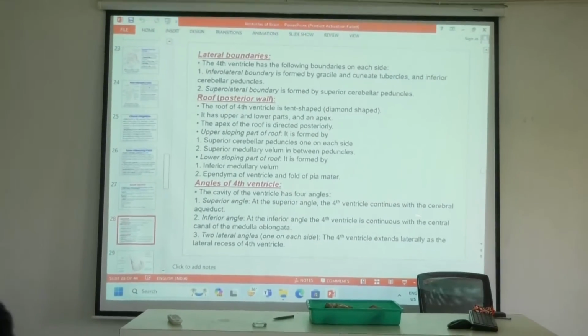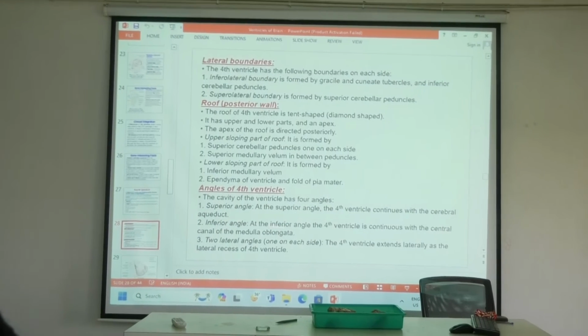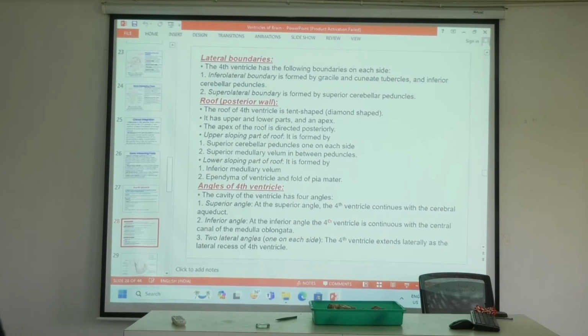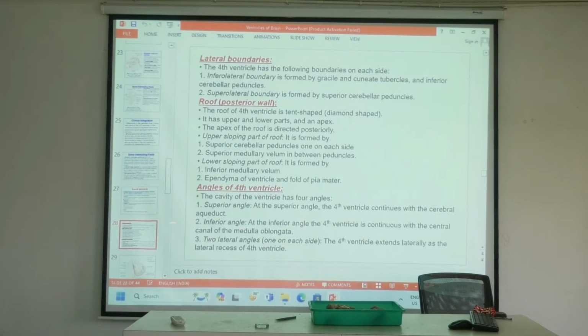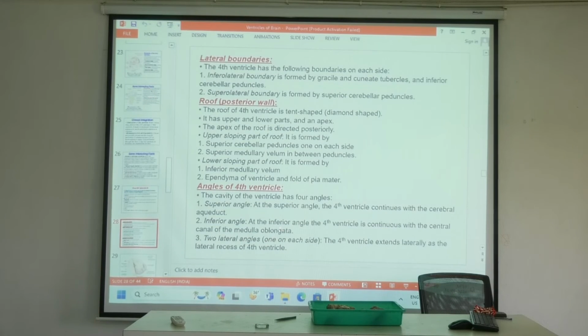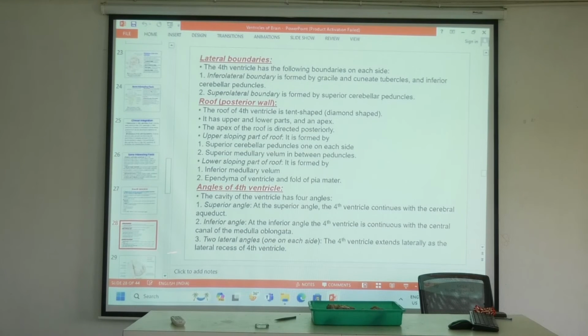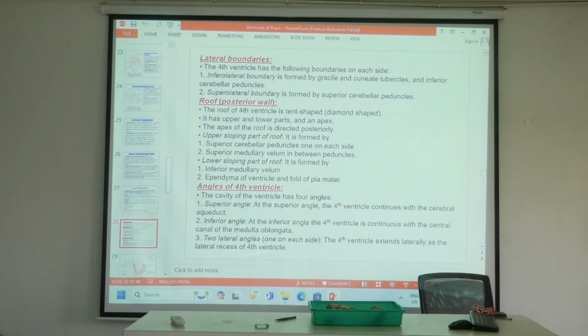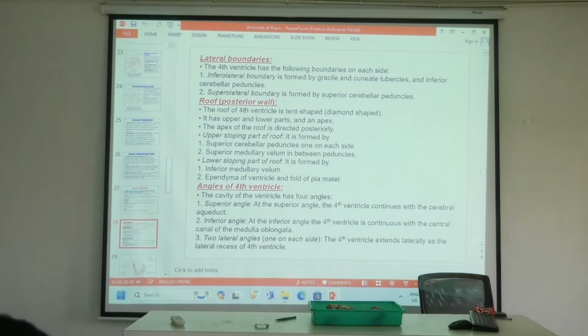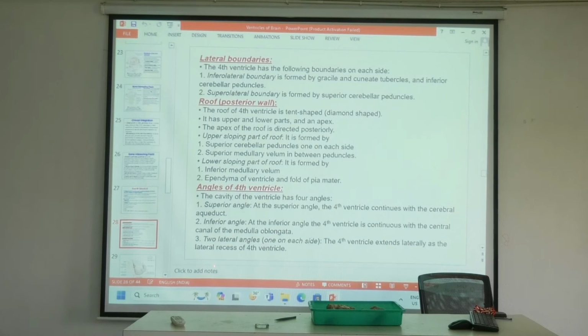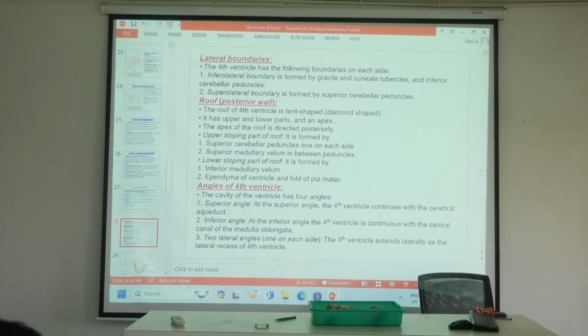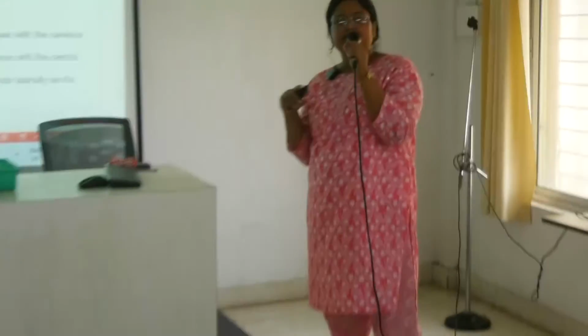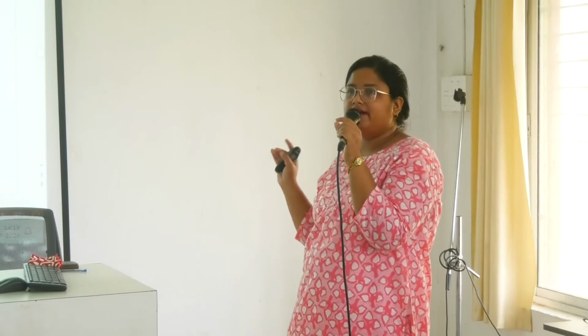Next, going to angles of the fourth ventricle. Cavity of the ventricle has 4 angles. Superior angle, at the superior angle, the fourth ventricle continues with the cerebral aqueduct. Inferior angle, at the inferior angle, the fourth ventricle is continuous with the central canal of the medulla oblongata. And 2 lateral angles on each side. The fourth ventricle extends laterally as the lateral recess of the fourth ventricle. Okay. In the third ventricle, you have learned multiple recesses are present, mainly 4 recesses. Here also we will see 5 recesses.